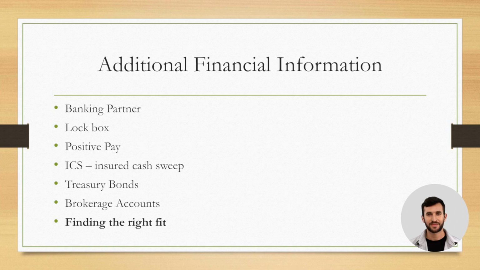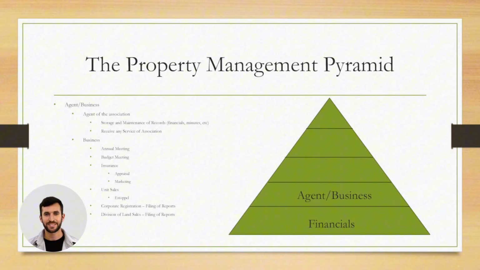The next level of the pyramid is the agent and business needs of the association. Associations are considered privately held entities and, as such, must fulfill all legal and regulatory obligations applicable to similar organizations, including the filing of annual corporate reports.